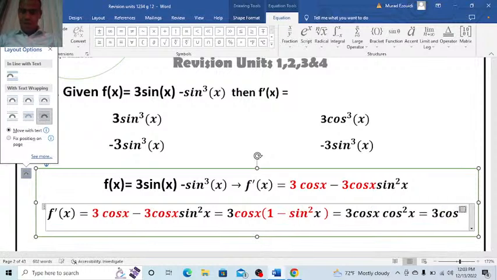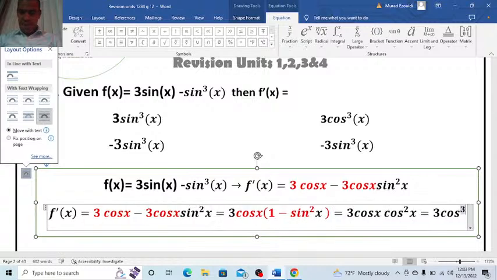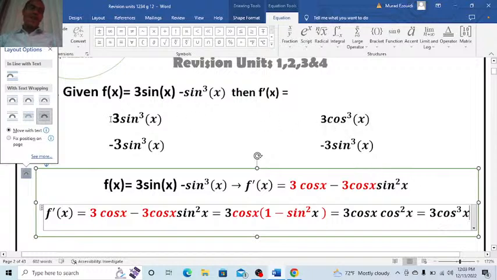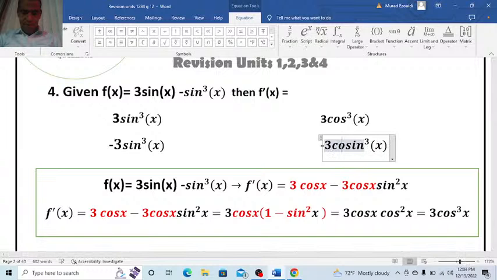Okay, so here to the power 3 and here is x. So what is the correct answer, my learners? Is it A, 3 sine cubed, or 3 cosine cubed, or negative 3 sine squared cosine, or negative 3 cosine cubed? Negative 3, this is cosine, of course, cosine.